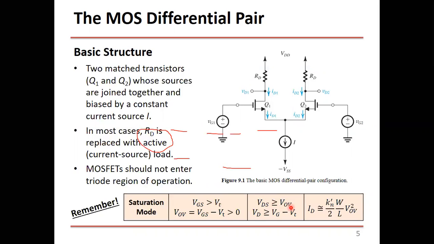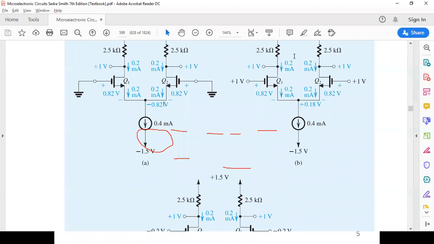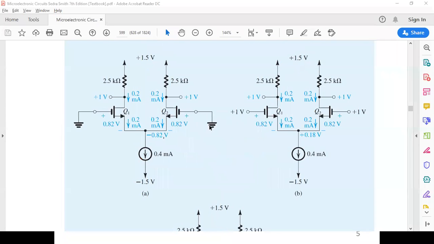Let's go back. Let's go to this one. Where's VGS? VGS is this one here. Is it greater than V threshold or not? How much is V threshold? It was 0.5, right? So it's greater than V threshold, and it's the same for all. So the first condition is always satisfied. And how about VDS? VDS is this voltage here.